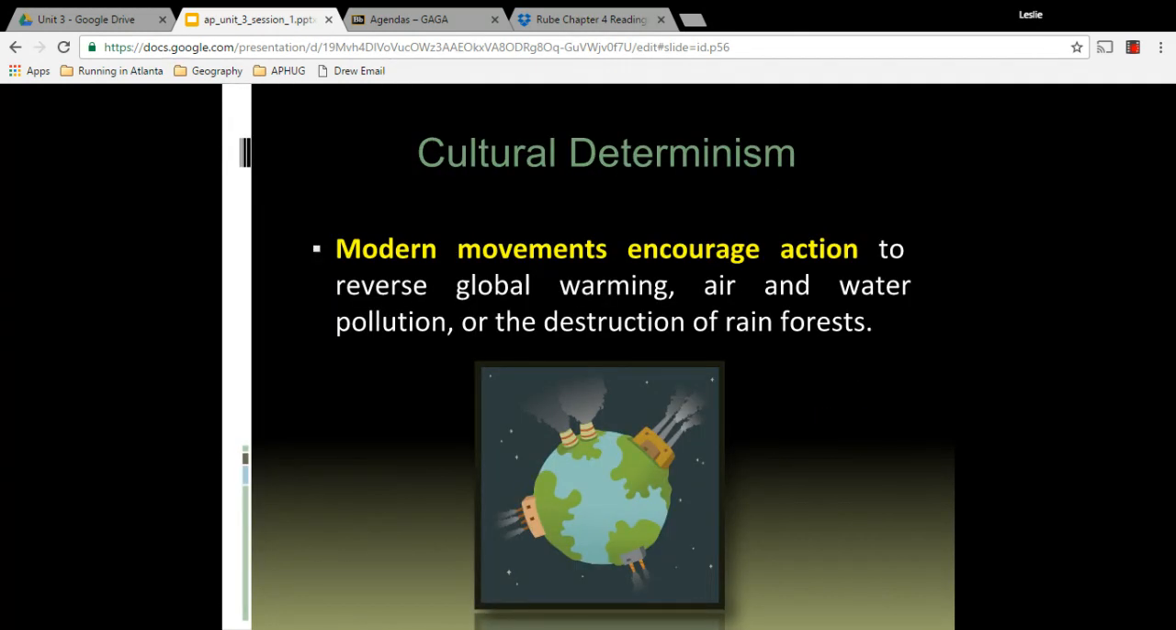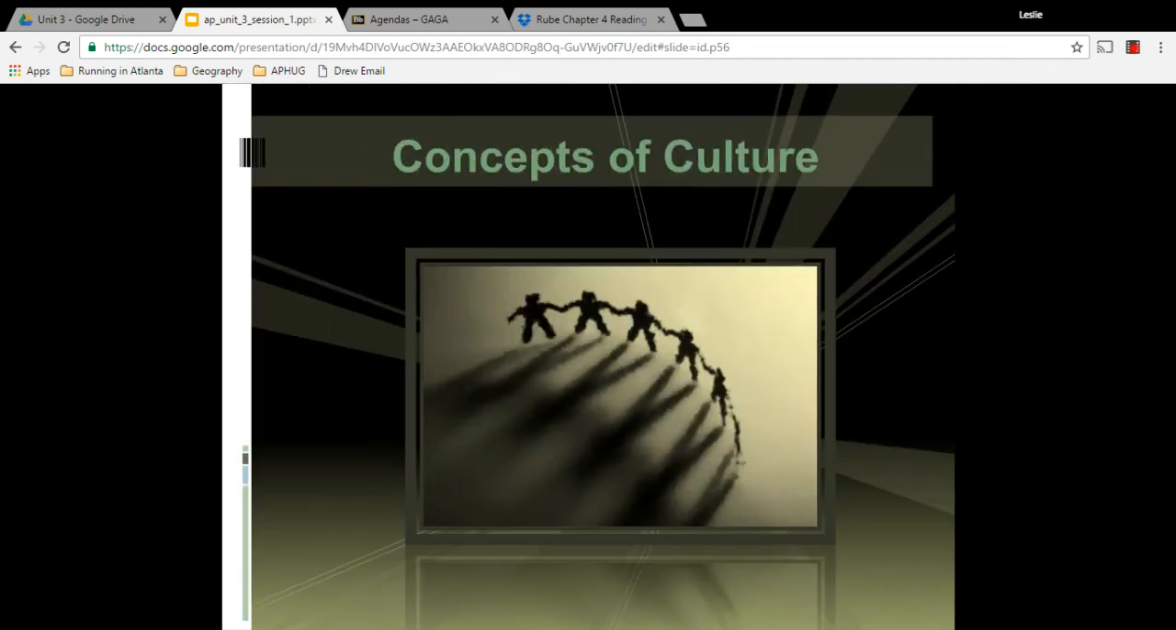All right, modern movements encourage action, for example, to reverse global warming, to reverse air and water pollution, and to slow or cease the destruction of the rainforests. All right, so from these schools of thought, we're going to move on to concepts of culture.